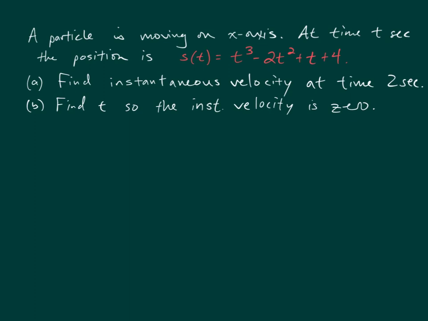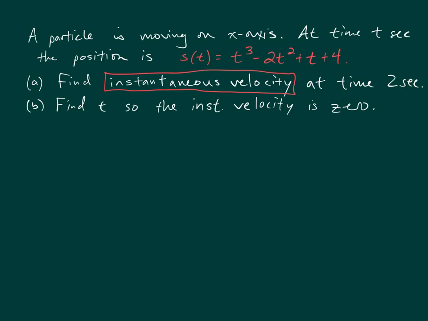For this example, we have a particle that is moving along the x-axis. At time t seconds, the position is this. So I am almost positive there will be some sort of velocity question here. Here it is. Yes, the instantaneous velocity. This just means find the velocity function using the derivative and substitute in the subsequent value here.